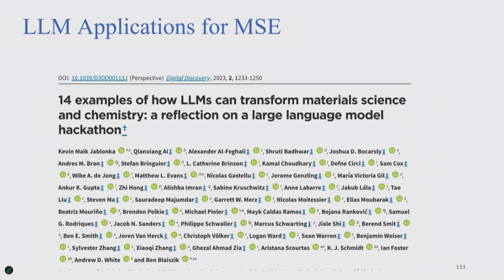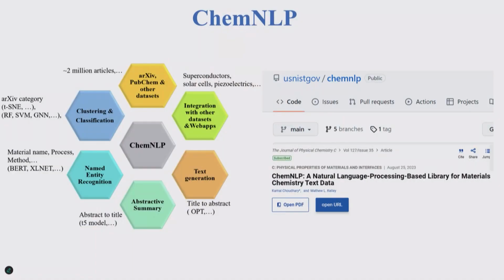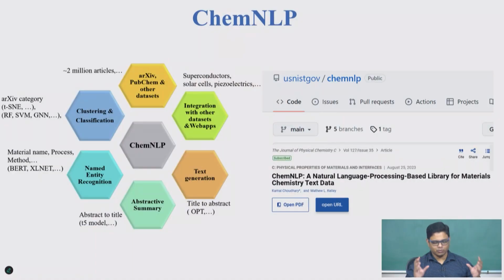For example, text classification: given this text, can you tell me whether it's an arXiv category of material science or an arXiv category of bioscience? That's one of them. Others include converting into a structured format, or extracting a chemical formula. There are different applications like this for material science. One of them is ChemNLP. There are many others, don't get me wrong. This is just one of the projects.